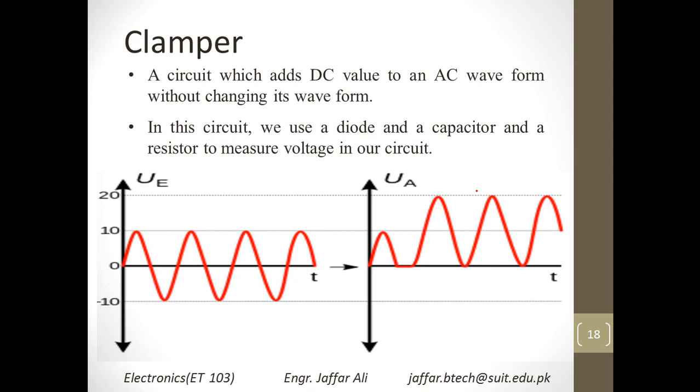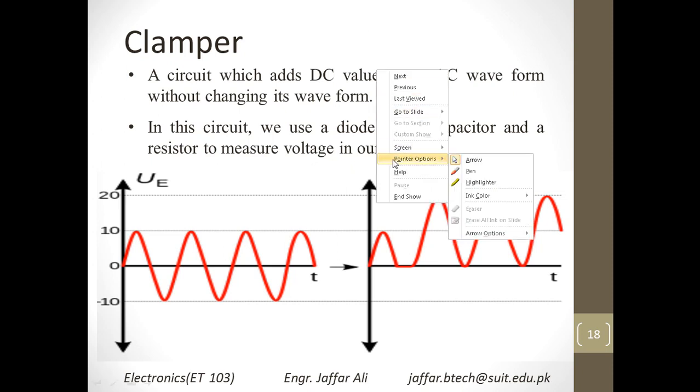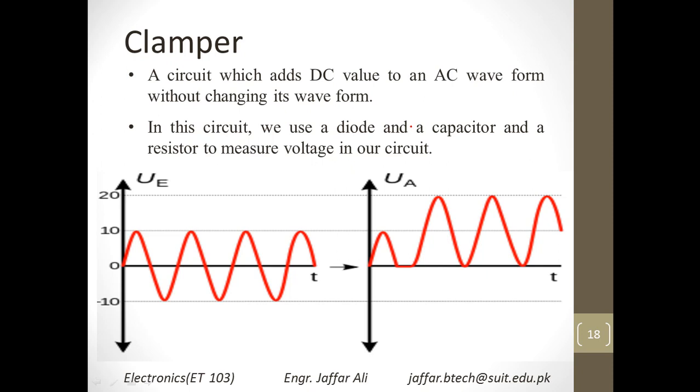Now going towards the clamper, how does a clamper work? A clamper works the opposite as compared to the clipper. It basically adds a DC value to an AC wave. In a clipper, we basically trim, clip, or eliminate the AC portion from a wave. In a clamper, we basically add a DC component to an AC wave.